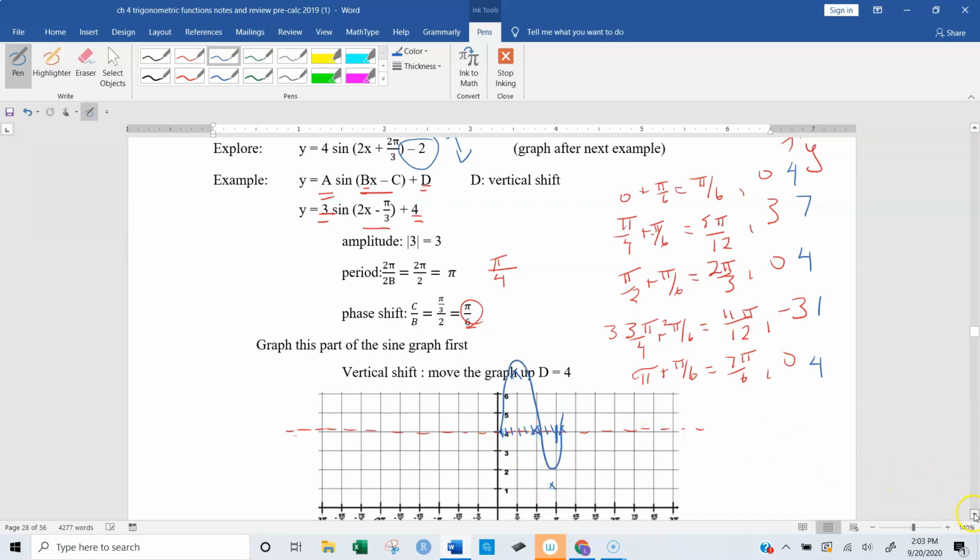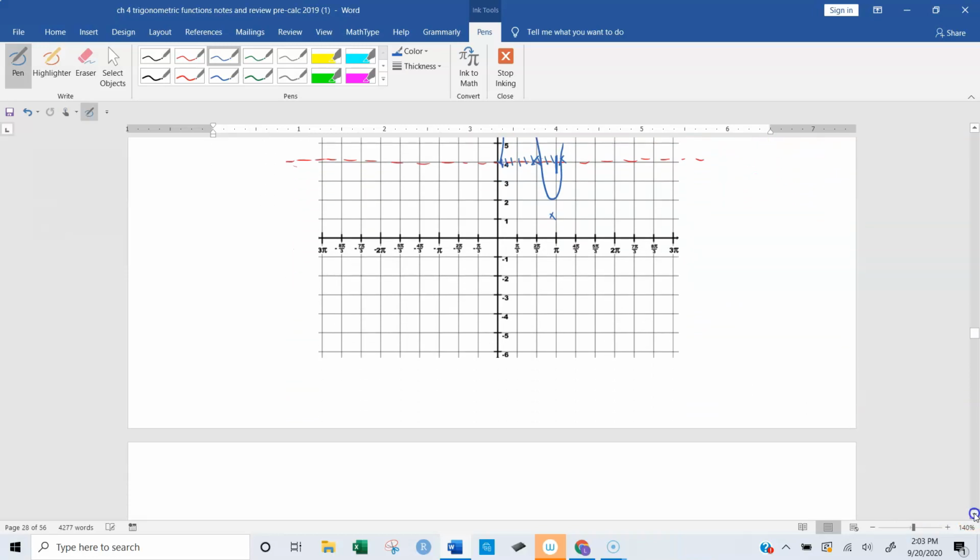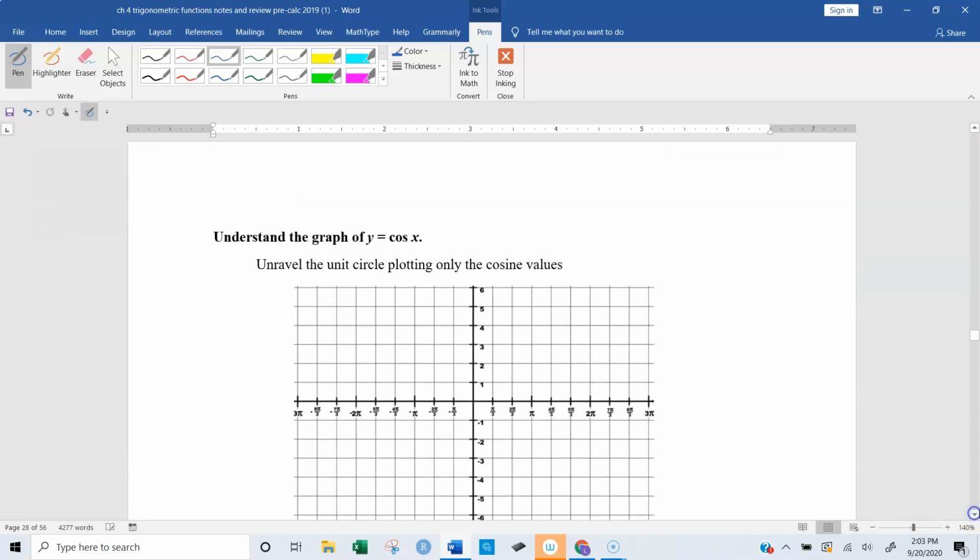Okay, I hope you did a good job. Cosine is identical to sine. The only thing different is how you unravel it. So now I need to look at the x values on your chart. When you look at your x value, your first point is 1, 0, right? So your x value is 1. So cosine starts at 1.